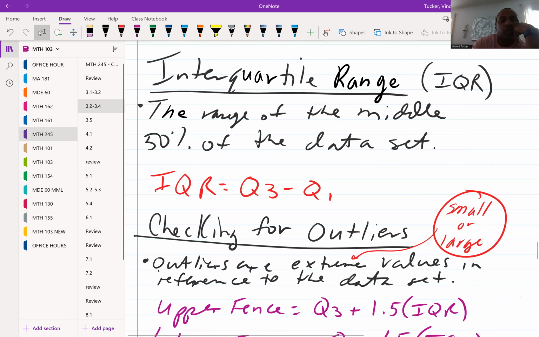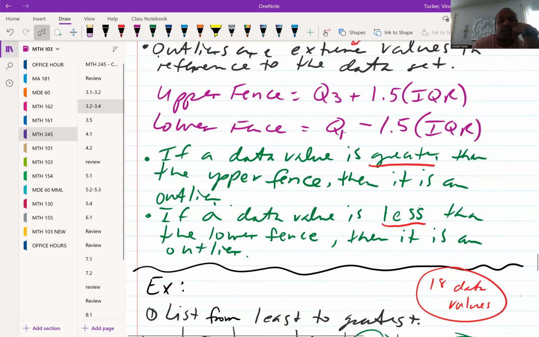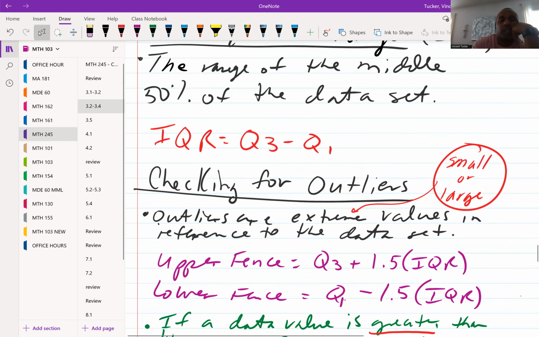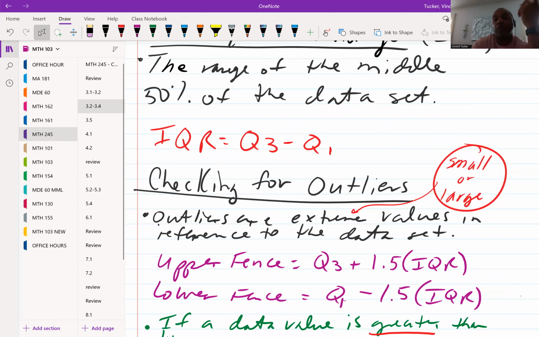All right, and one more thing. The last thing before getting into a problem is checking for outliers. Outliers are extreme values in reference to the data set. They can be very, very large or very, very small. That's what I was saying right here: very large or very small values in comparison to your data set.